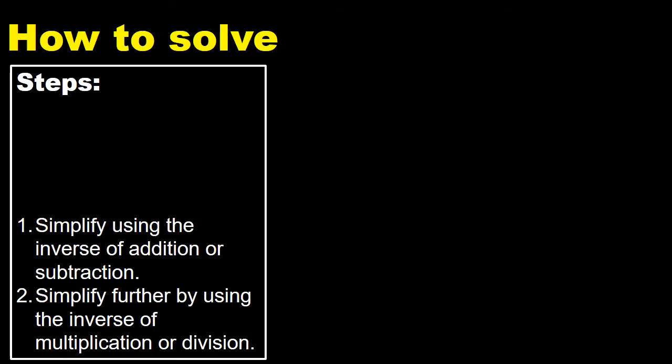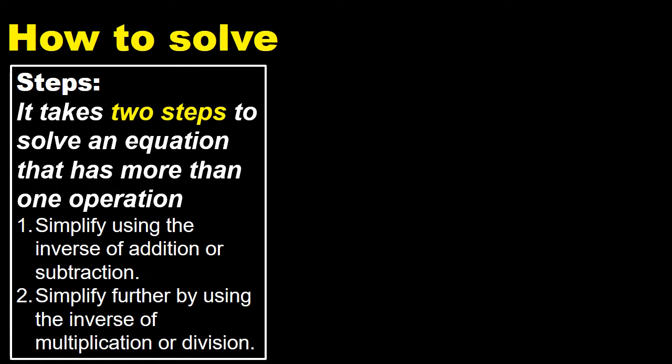In this edition of Mr. Peterson Presents, we are now bringing to you two-step equations. With two-step equations, we're going to figure out that it takes 2 steps to solve an equation that has more than one operation. In order to do this, we have 2 steps at the bottom right here. Step 1 is that we're going to simplify using the inverse of addition or subtraction. And then we're also going to simplify further by using the inverse of multiplication or division.